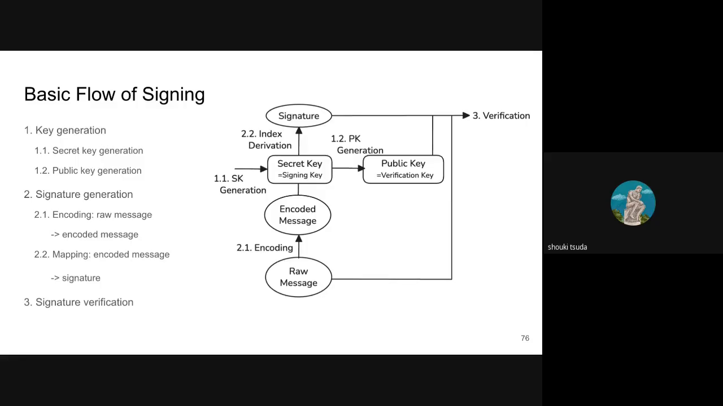Before we move on to the main topic, let's recap. At first, we need a key generation phase to generate a secret key, and the public key depends on the secret key. After that, we have a message, so we encode it and index it into the signature. The signer sends the public key and message to the verifier, and the verifier just checks that this message is signed by the private key.